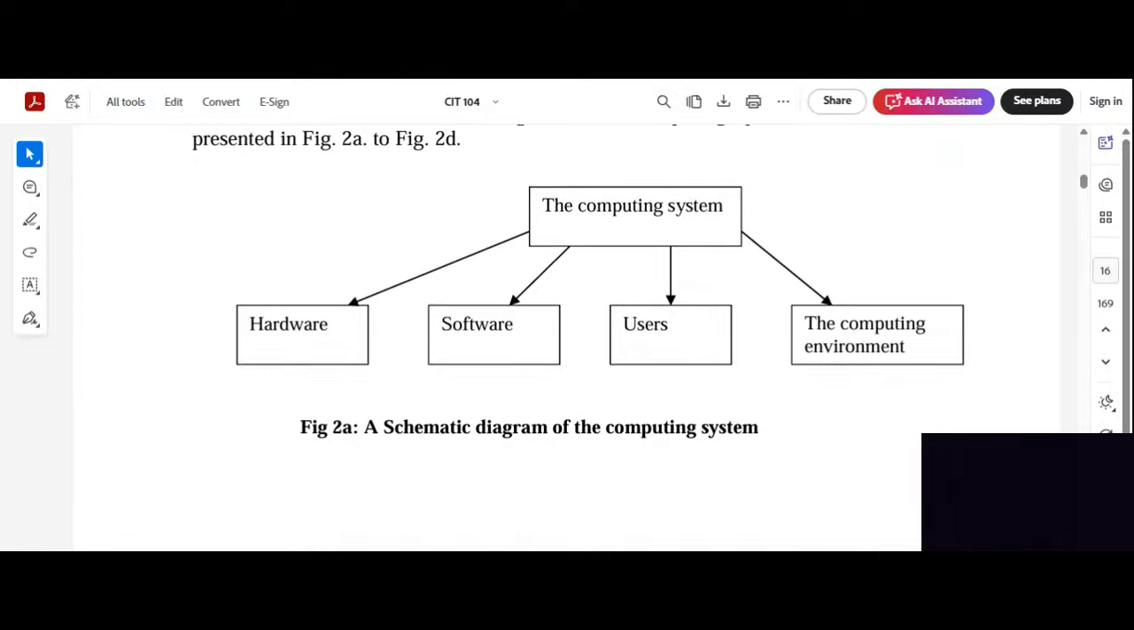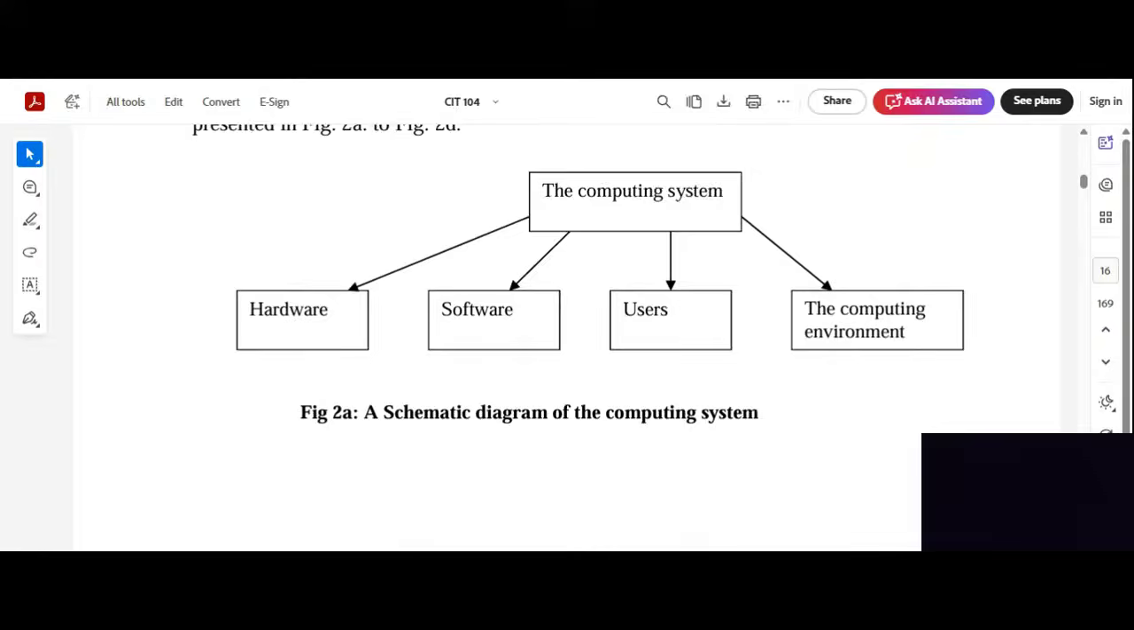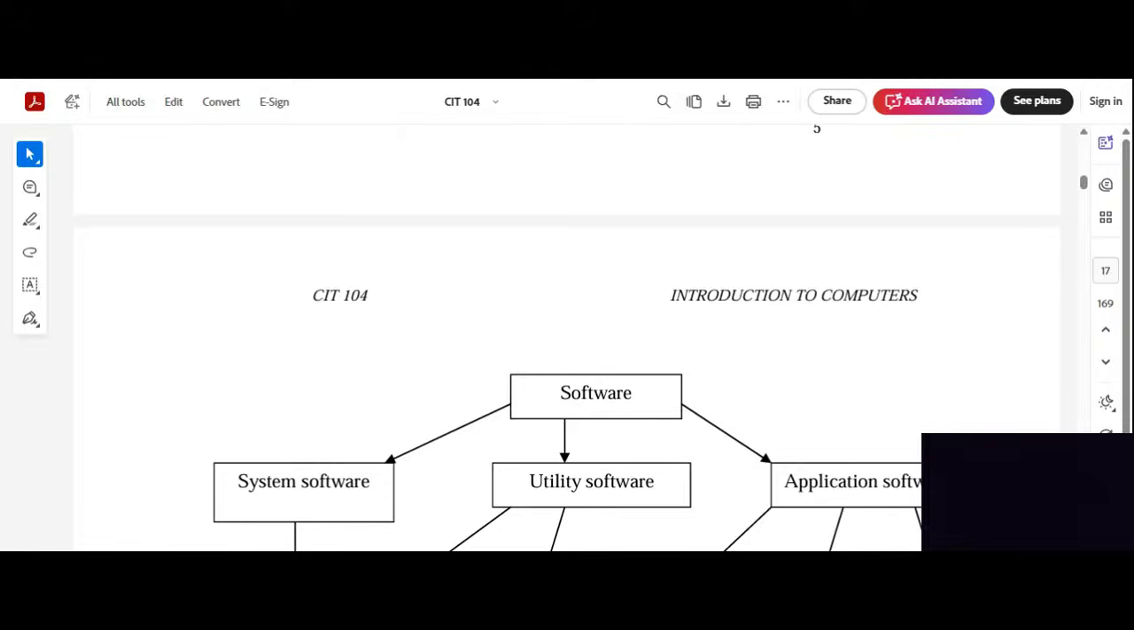Then the users, where we have professional users and casual users. Then the computing environment, the one that comprises of everything that you can find in a place or in an office or in a room where computer is being operated. So this is like the main topic. Then they were all divided into subcategories because when we studied them, we talked about different things.